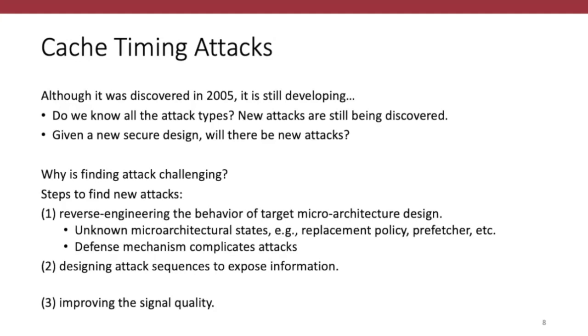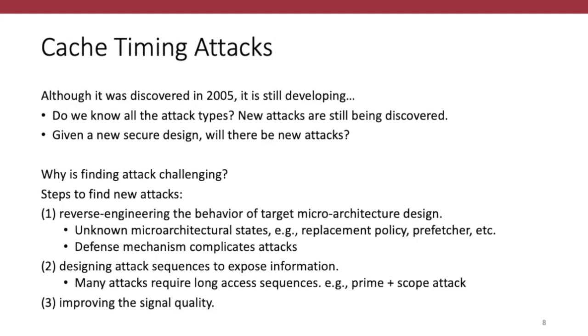As I said, for reverse engineering, a lot of processor design details in commercial processors today are undocumented, like the replacement policy and the prefetcher scheme used in the cache. They are not public. And sometimes defenses are implemented in the processor, and these mitigations might not be known. In terms of attack sequences, recent attacks have very long attack sequences. That means it is non-trivial to find those attacks.